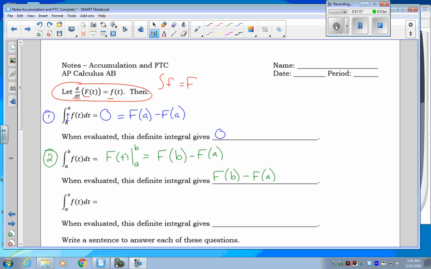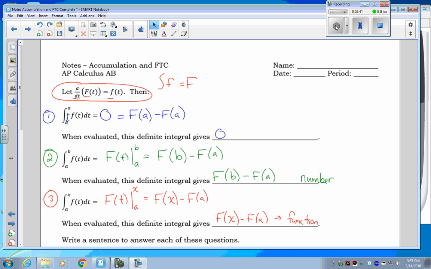Next, we have added a variable. So a is a constant, but x is a variable. So this is going to give me, again, capital F of t evaluated from a to x, which is going to be capital F of x minus capital F of a. Now, this is going to give me a function, okay? This is the function with x plugged in, take away this constant. So this is going to be a function, whereas the other ones are all going to be numbers. So this one's a number, and obviously 0 is a number.